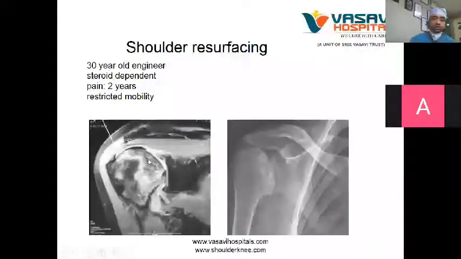And the same was confirmed on the MRI. You can see the glenoid articular surface is normal. It's only the humeral articular surface that is affected, obviously with a few subchondral fractures. But the bone stock per se was normal.